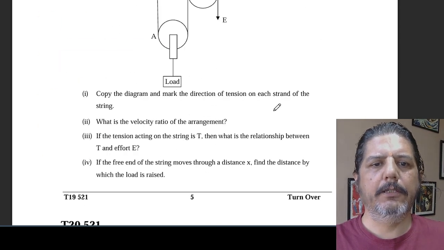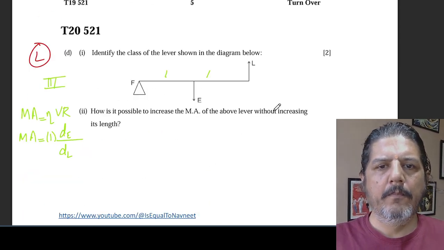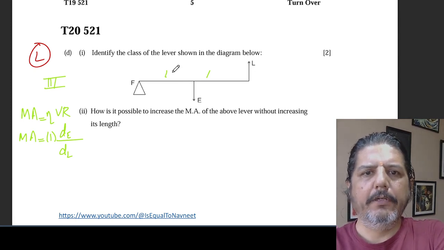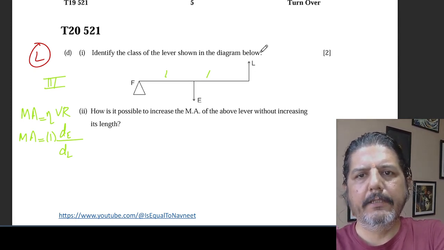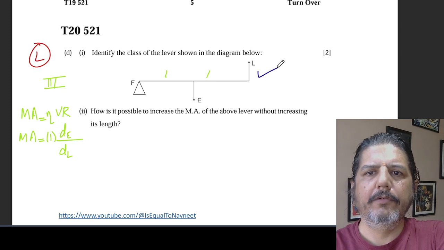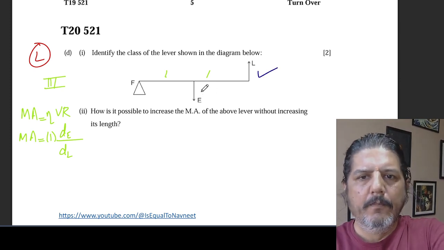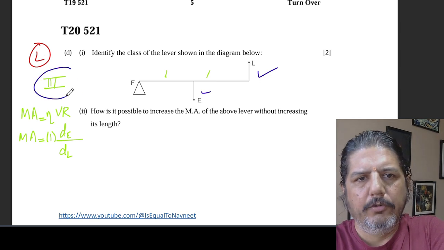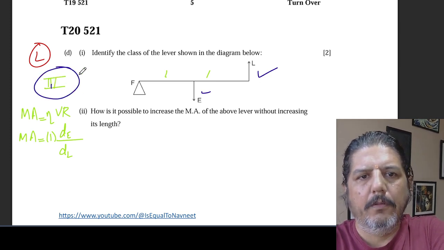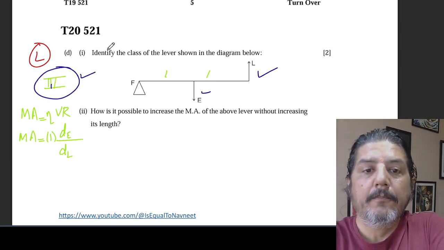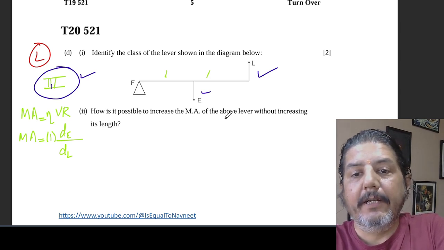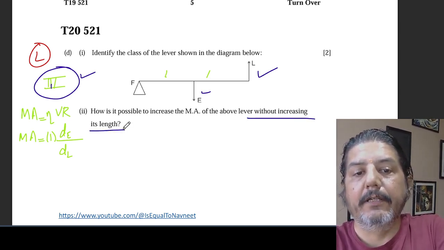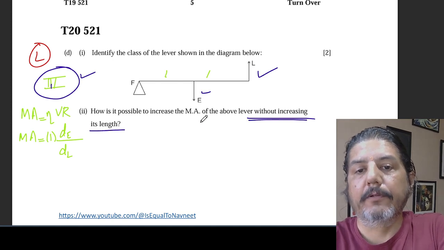So let's move to the next lever question. Again, a simple question, not a very difficult question. Identify the class of lever shown in the diagram below. The load is on one side, on the extreme side, and the effort is here. So this is an example of a class 3 lever. You should know that. How is it possible to increase the mechanical advantage of the above lever without increasing its length? Without increasing its length. So this becomes a very interesting question.